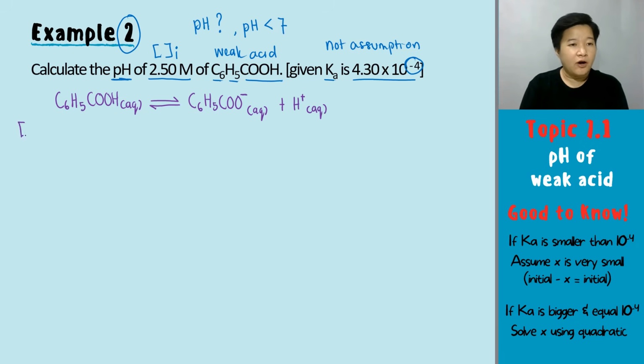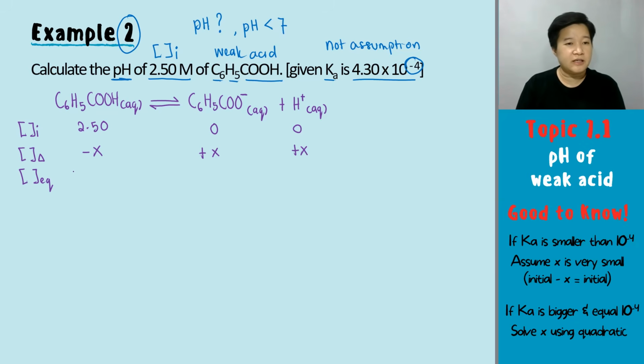Okay? And your ICE table starts off with your initial concentration, moving to the concentration change, moving to the equilibrium concentration. Alright? The initial starts with 2.5 molar of your weak acid, where your products will be 0 because none has been produced. The change will be minus X in this case, plus X and also plus X. Okay? Your equilibrium concentration is as simple as 2.5 minus X, 0 plus X, therefore you have your X and your X over here.